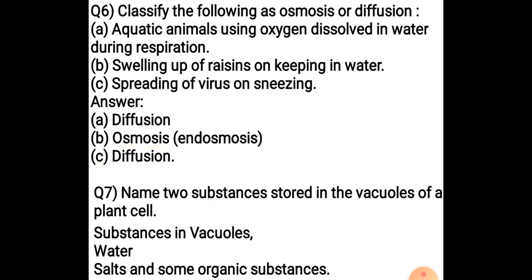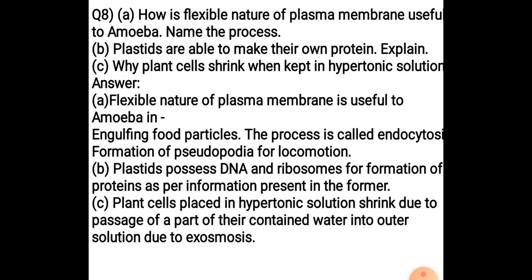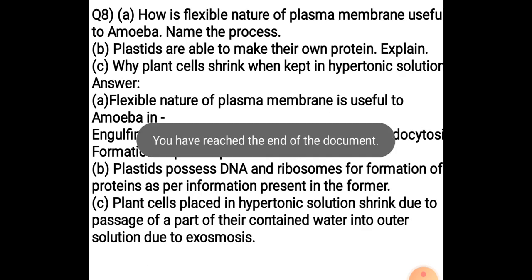Next, name two substances stored in the vacuole of a plant cell. What are the two substances that are stored in the vacuole? That is water, salt, and some organic substances. These substances are stored in the vacuole. Now next question, last question.